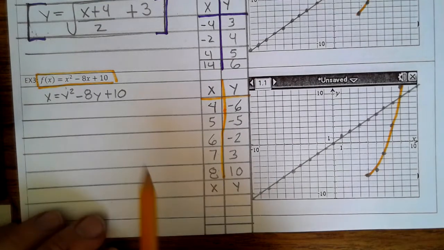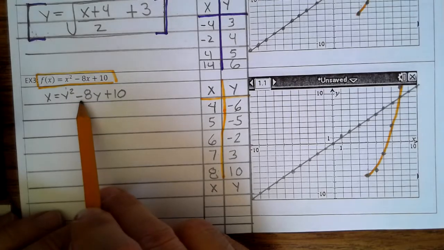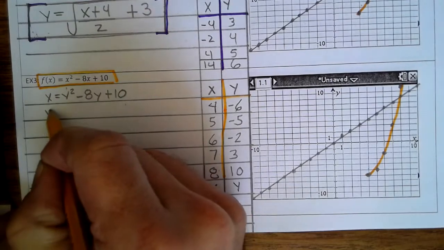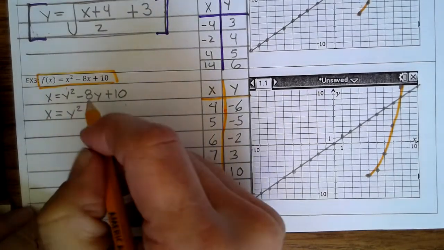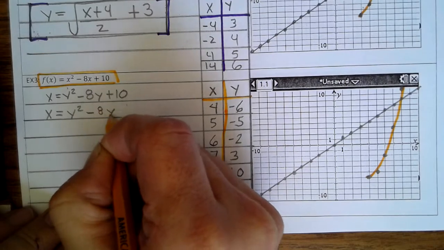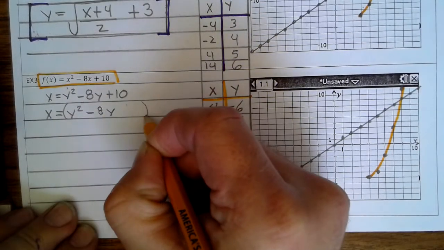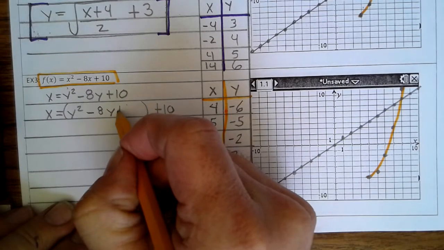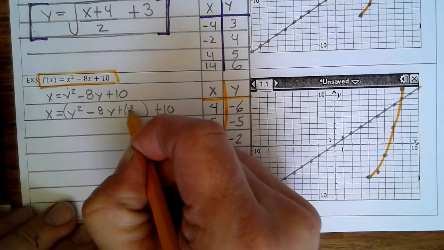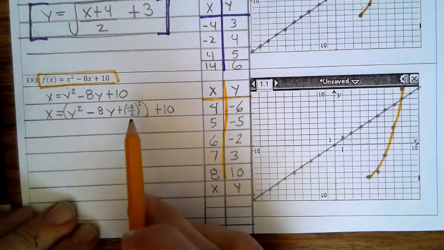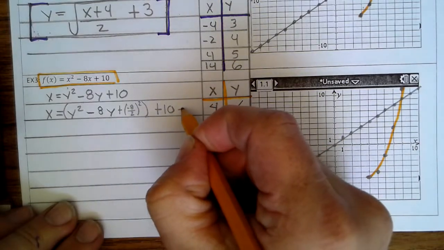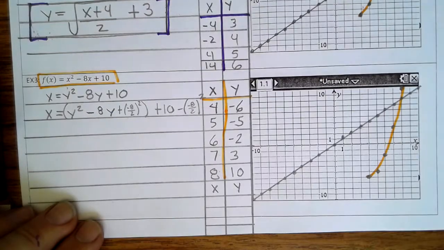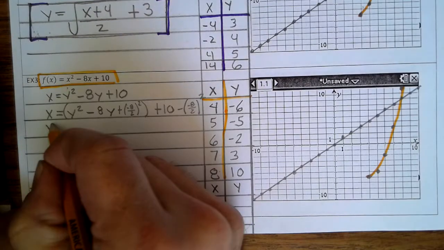So x equals y squared minus 8y, and then we're going to keep the plus 10 on the outside. To complete the square, we're going to divide negative 8 by 2 and square it. So plus (negative 8 divided by 2) squared. But if you add something to the equation, you need to subtract it, so minus (negative 8 divided by 2) squared. So that's x equals y squared minus 8y plus 16, since negative 8 divided by 2 is negative 4, squared is 16.